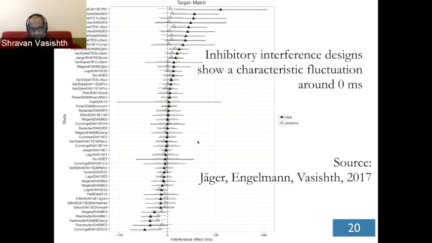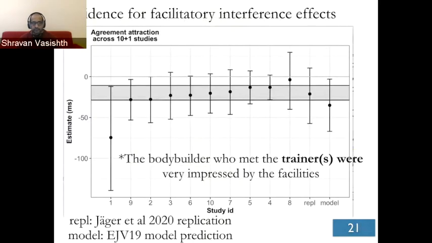So one thing to notice here is that these estimates, so I've sorted these means, by magnitude. That's why you're seeing them in this neat arrangement here. But what this neat arrangement shows is that these estimates are kind of oscillating around 0 milliseconds. Right, so here's the 0 millisecond line, and you can see the oscillation of the effects around 0 milliseconds. And this is actually a very interesting phenomenon, which I will unpack for you in a moment. Now, but before I unpack that, I want to also tell you what the evidence is for facilitatory interference effects.